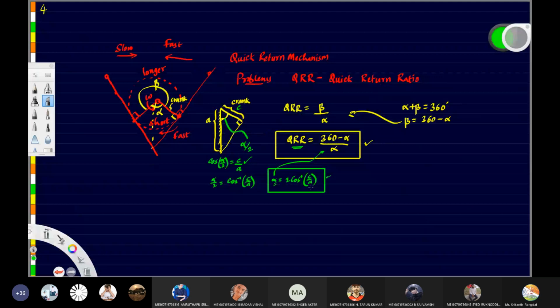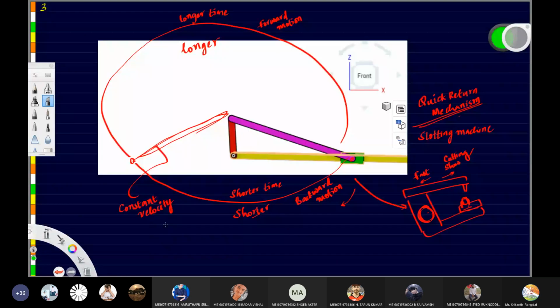Same way here also you will have to find this length is alpha, this angle is beta. Fine. So once again alpha plus beta is the same. So quick return ratio, what will be the quick return ratio? This will be the larger angle beta by smaller angle alpha, or 360 degrees minus alpha by alpha. So this is the formula for the quick return ratio.